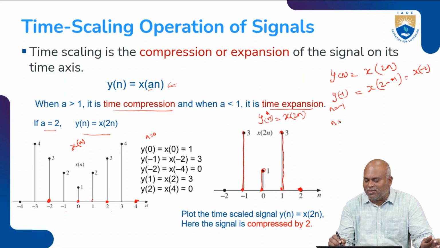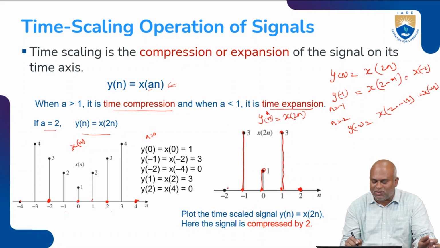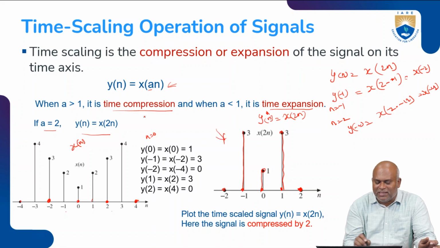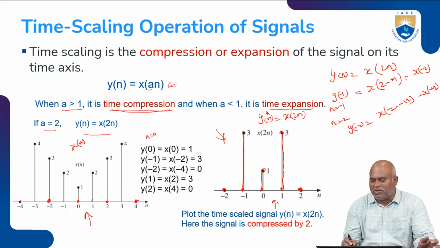Next, n equal to 2. Y of minus 2 is equal to x of 2 into minus 2, which is represented as x of minus 4. What the x of minus 4 is, is 0. So, what is its meaning here? When a is greater than 1, time compression is going to happen. Compare these two: this is the input, this is the output signal.